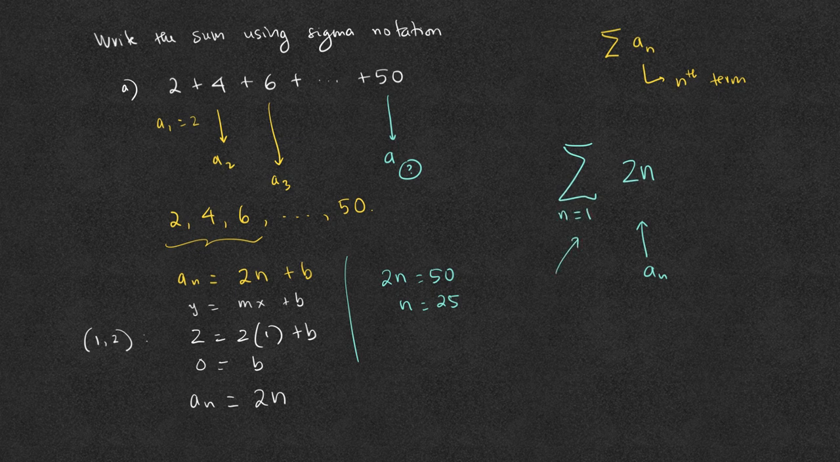This means that we will start with the term a sub 1, where a sub 1 is 2. And we would need to end with 25. See that if we plug in n equals 1, we have 2. And if we plug in 25 into 2n, we have 50. This is the sum using the sigma notation with annotation. The answer is simply this expression.